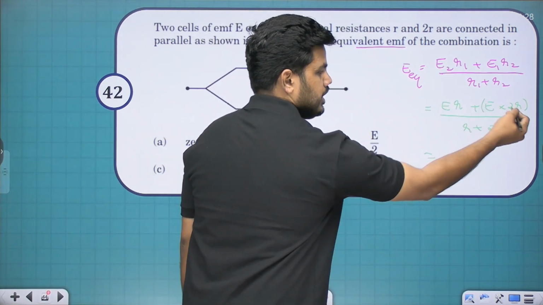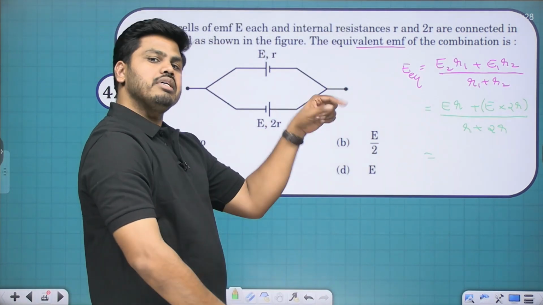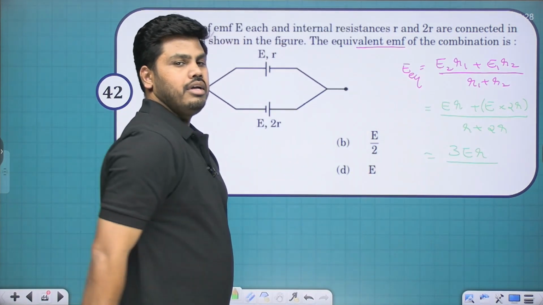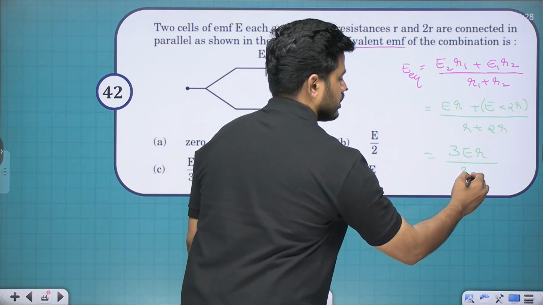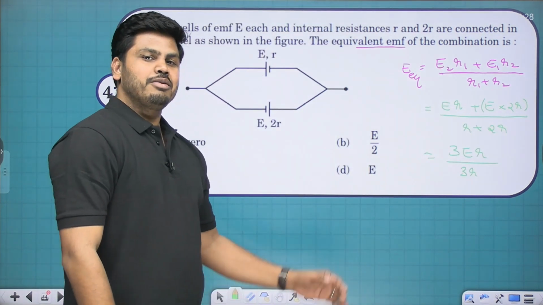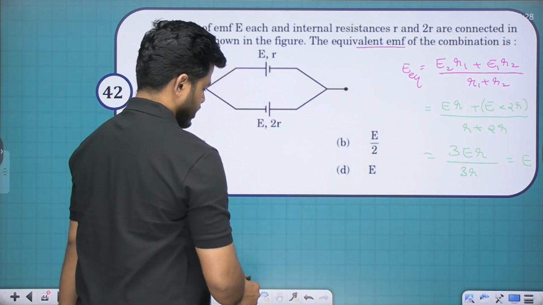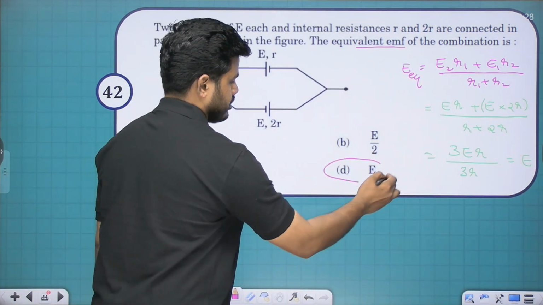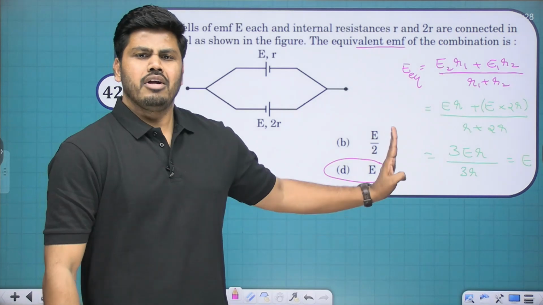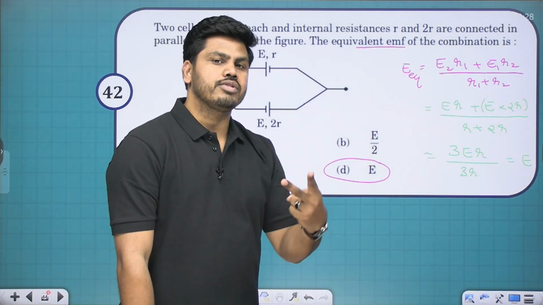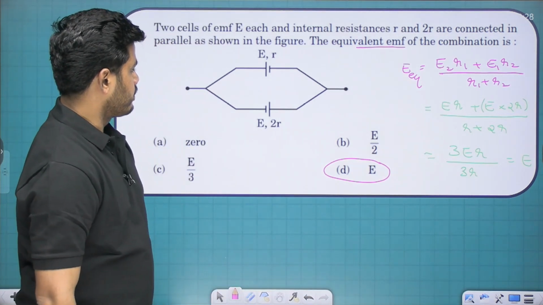And look at this, E into 2R, that is 2ER, plus one more ER, that becomes 3ER, divided by, in the denominator we get 3R. So 3R gets cancelled from the numerator and denominator, we get just simply E. And E is one of the options given, option D. Okay, here also it is direct substitution only. We have to just remember this equation for two cells connected parallel to each other.